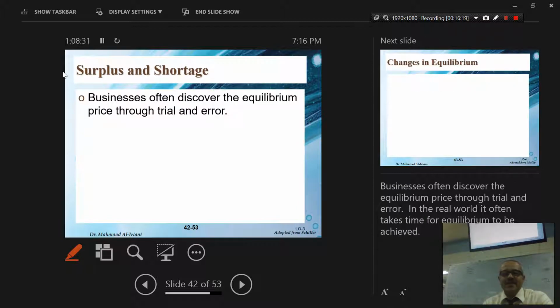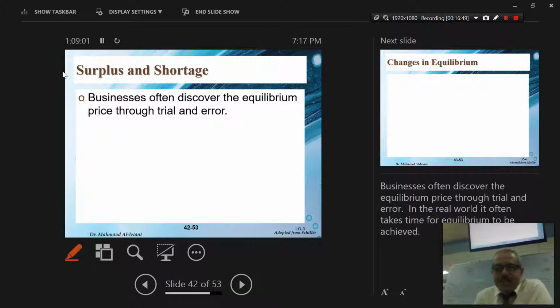And let's see, surplus and shortage. Businesses often discover the equilibrium price through trial and error. There's always this idea of try and see. If people jump at you, then you know, no, I shouldn't lower the price. If you increase the price and people immediately leave you, then you know you don't want to increase the price. So these are like trials; companies do this. They lower the price or do a promotion just to see how people will respond.